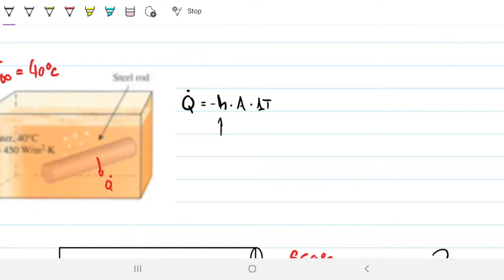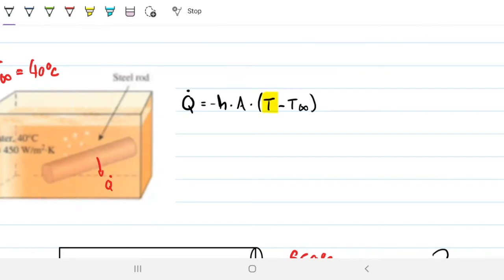But we're given this in this problem as 450. And this delta T here, watch out, okay? This delta T here is the difference between the water and the steel rod, okay? So I can rewrite this delta T as the temperature of the rod minus T infinity. Now the problem is that this temperature is changing with time. It starts at 850 and it goes down all the way to 95.